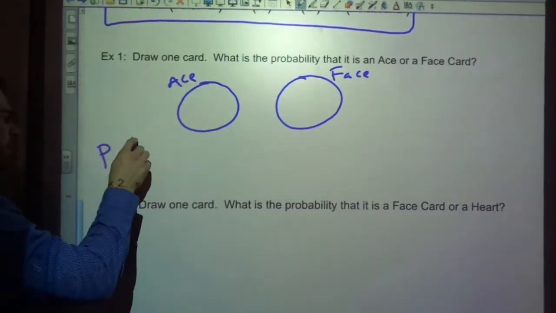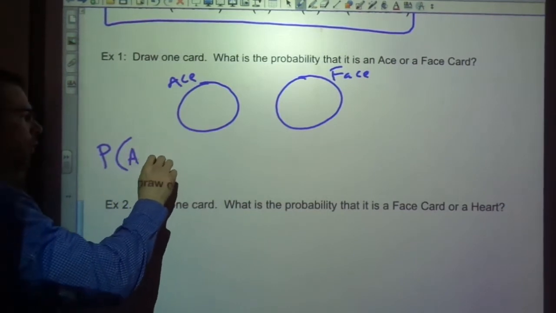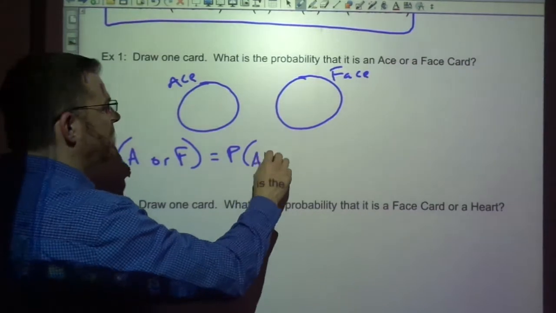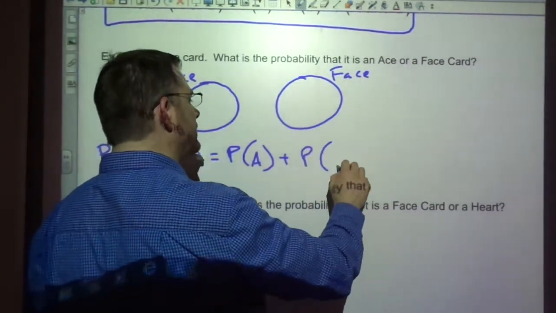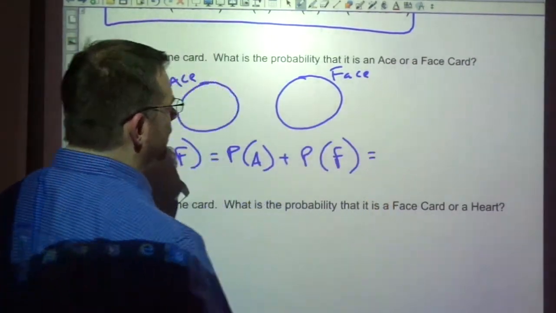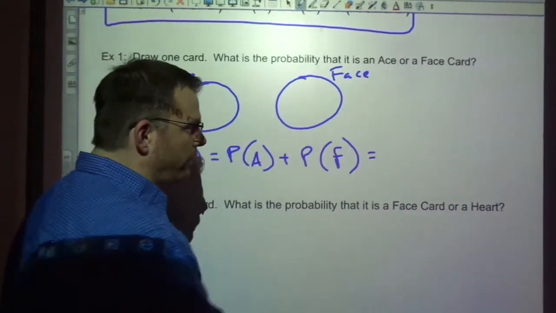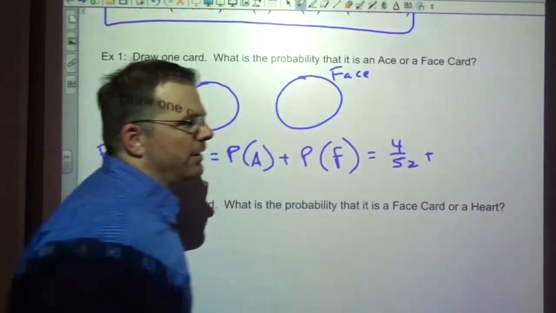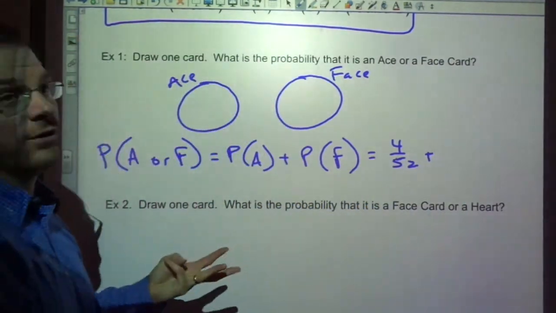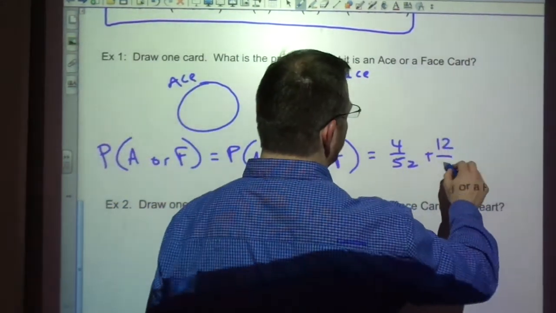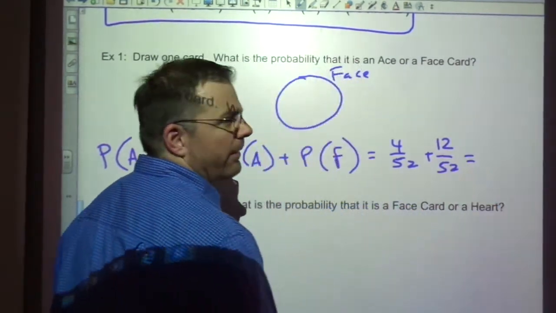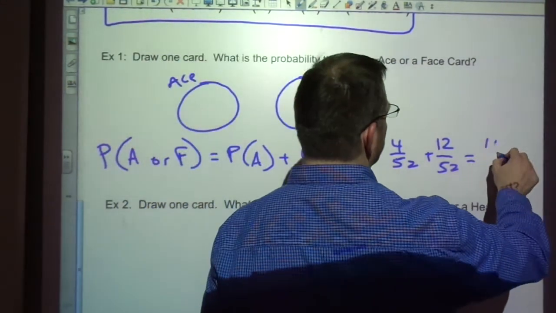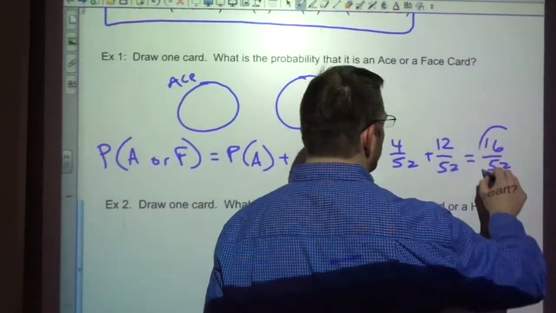So to find the probability of getting an ace or a face card, we could just simply add the probability of getting an ace plus the probability of getting a face card. Find out what those things are. How many aces are there in the deck? There's 4 out of 52. And how many face cards are there? Jack, Queen, King in 4 different suits. So there's 12 out of 52. So to find the probability of getting an ace or a face card, just simply add these together. That's 16 out of 52.